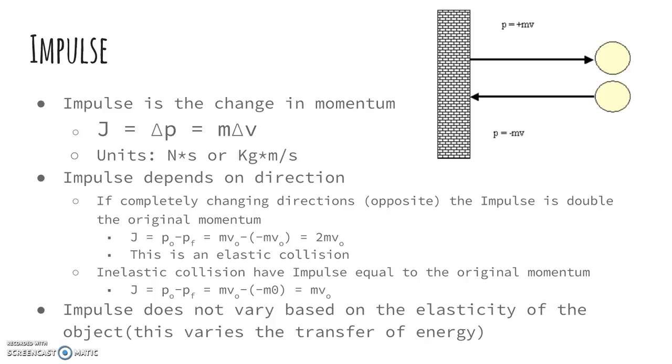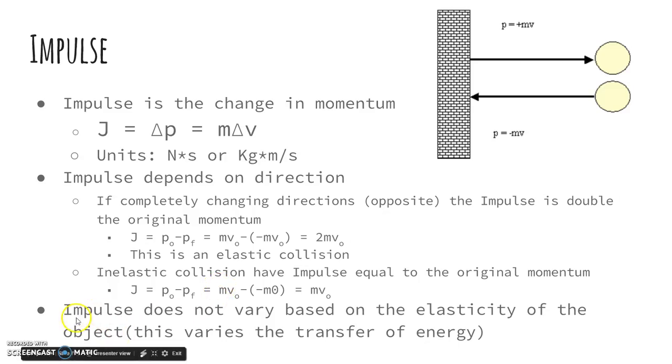So in an elastic collision, like I just described, you will always have this double the original momentum as the impulse. For an inelastic collision, the impulse must equal the original momentum, because the final velocity will always be 0. So you're going to end up with the exact same momentum in the end.